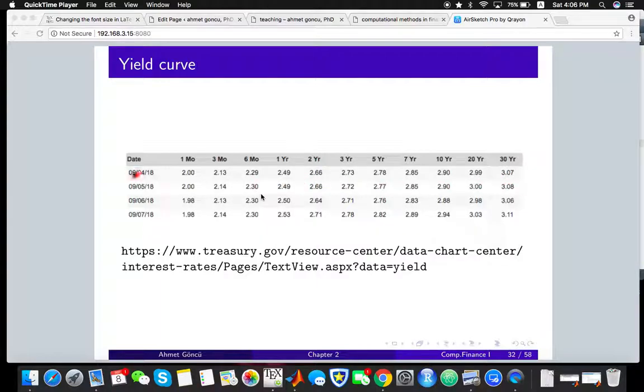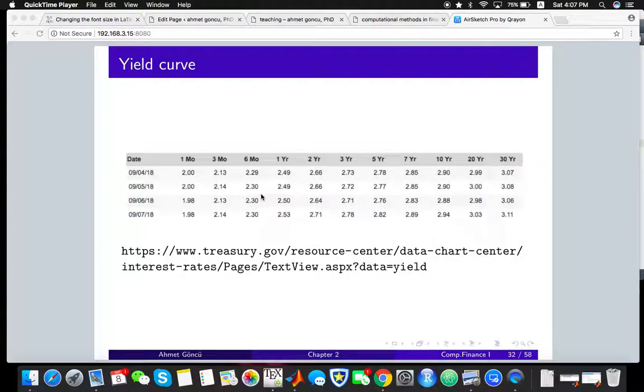Okay, so you can see this is as of September 4, 2018. The yield of the 1-month maturity treasury bond is 2%. This is for the US market, by the way. And you can see that as we have longer maturities, the yields are higher. And this is the case also for different trading days that you can see in the data. I got this data from the US Treasury website. You can check it out.